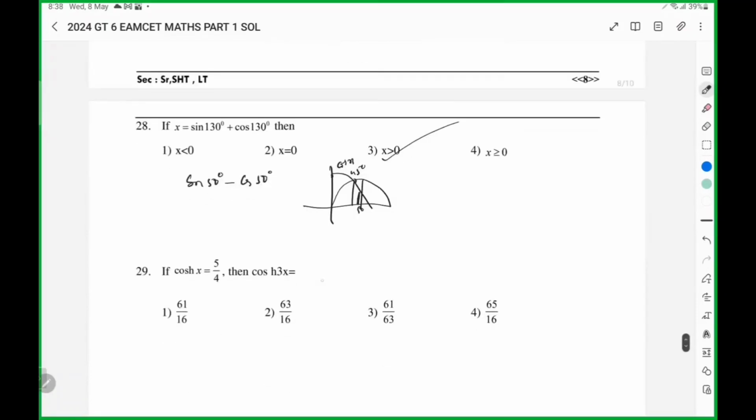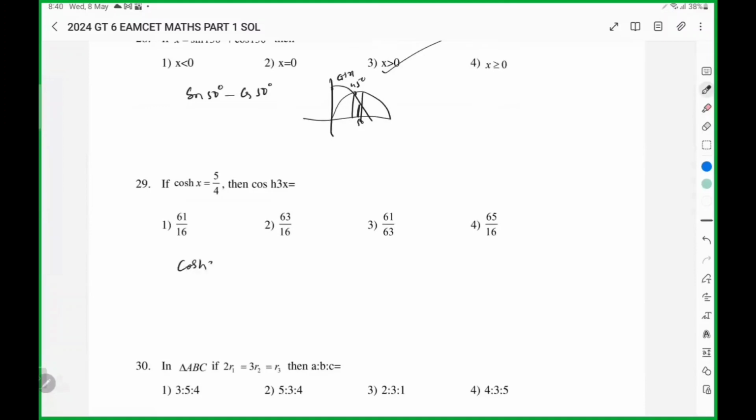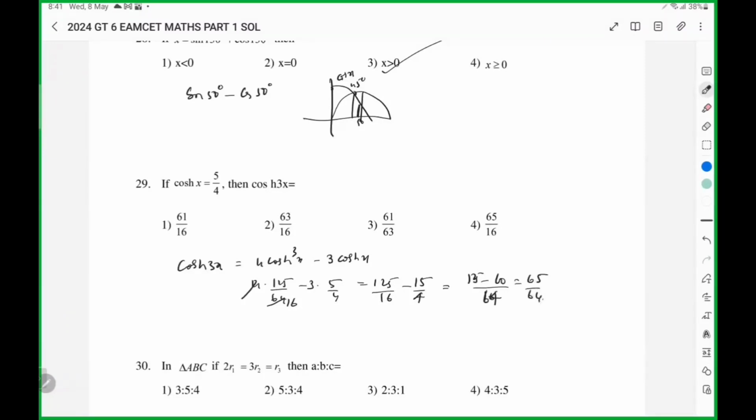Cos h 3x formula: 4 cos h cube x minus 3 cos hx, which is 125 by 64, 5 by 4. 125 by 16 minus 15 by 4. So 65 by 16.